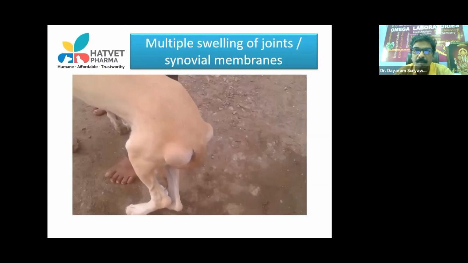Then multiple swelling of the joints. Sometimes there is swelling of the joints: the synovial membranes leak, or there is extensive perfusion of synovial fluid into various joints, and the synovial fluid leads to enlargement of the joints. In this case, you can see both hip joints are enlarged with this fluid. This type of fluid generally shows many types of pathology, which may include the presence of crystals, inflammatory cells, or just simply fluid only.